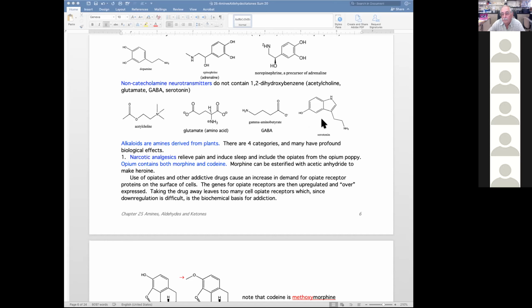Here's serotonin. You can see it's a primary amine. Over here, it's a secondary amine. And it doesn't have 2 alcohol groups, otherwise it would be called a catecholamine.